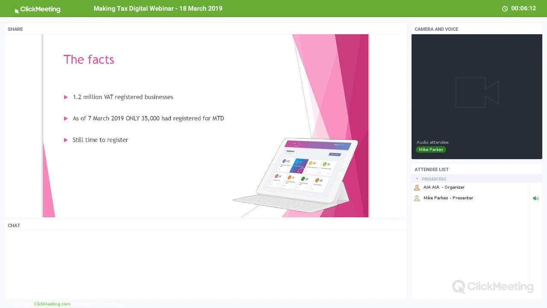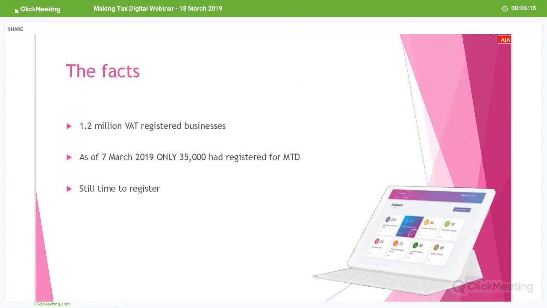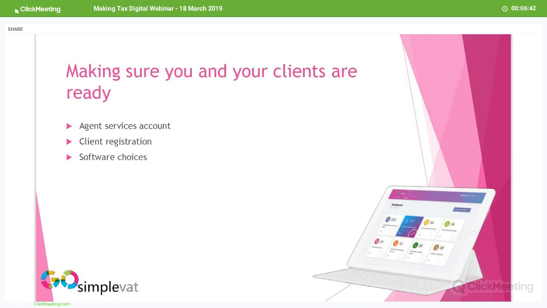Just a couple more facts that we picked up last week. We have HMRC. So there are currently 1.2 million VAT registered businesses subject to MTD for VAT, but as of the 6th of March this year, only 35,000 had registered on the new MTD platform. So there's still a massive number of people out there to complete that registration process. And as I say, there is still time to register because there is a staged introduction depending on the VAT periods required to file.